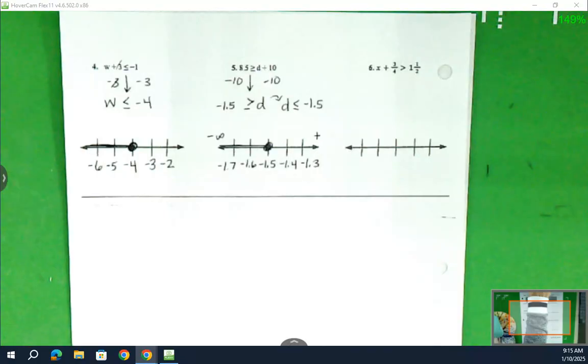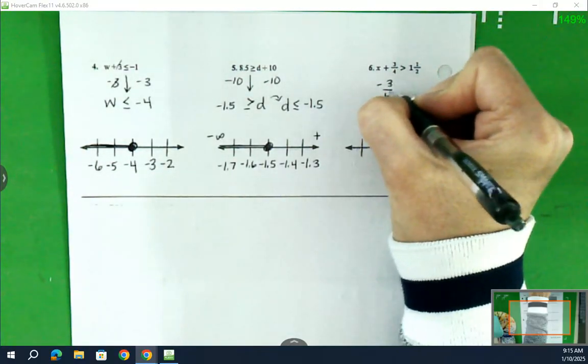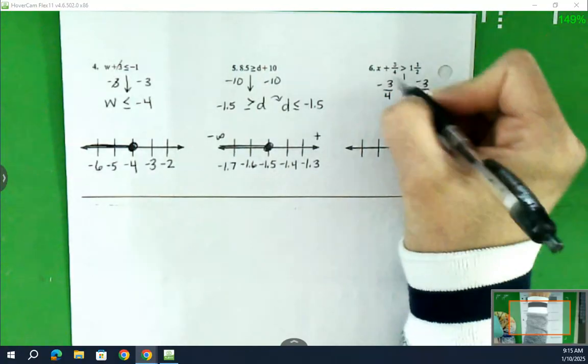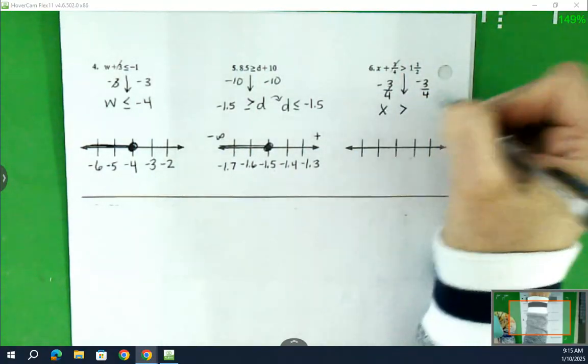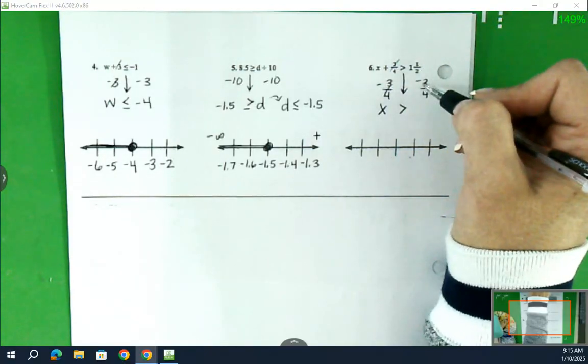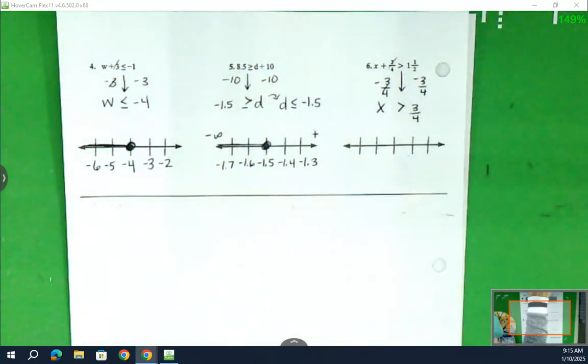Okay, the last one, we have a fraction example. X is added to 3/4. So to undo that, we're going to subtract 3/4 from both sides. So we get x is greater than, and then you can use your calculator to do 1.5 minus 3/4. And if you do that correctly, you're going to get 3/4.